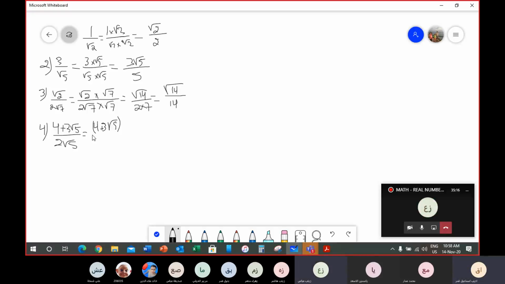Multiply by what? Over 2 radical 5. Yalla, what do we multiply top and bottom by? By radical 5. Times radical 5, very good. The answer is? 2 radical 5 times radical 5. But sir, 2 radical 5. I'm talking about the denominator. 2 radical 5 times radical 5, what is it? Radical 5 times radical 5 is 5, okay, 2 times 5. Good.